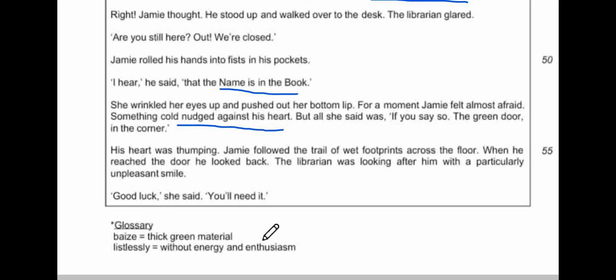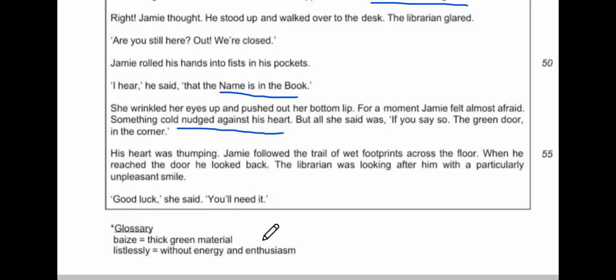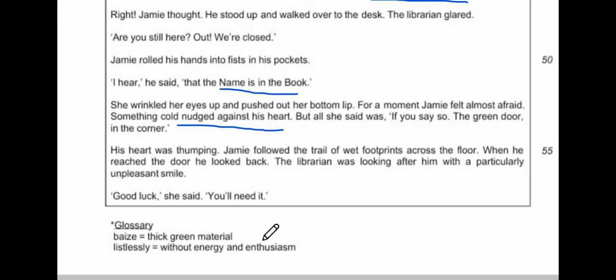Alright, we are done reading and underlining the important names and things. Now we start with the first question. Question 1. What phrase tells the reader that Jamie thinks the book he selects could be interesting? What phrase? So keep in mind, phrase. Let's check the reading.